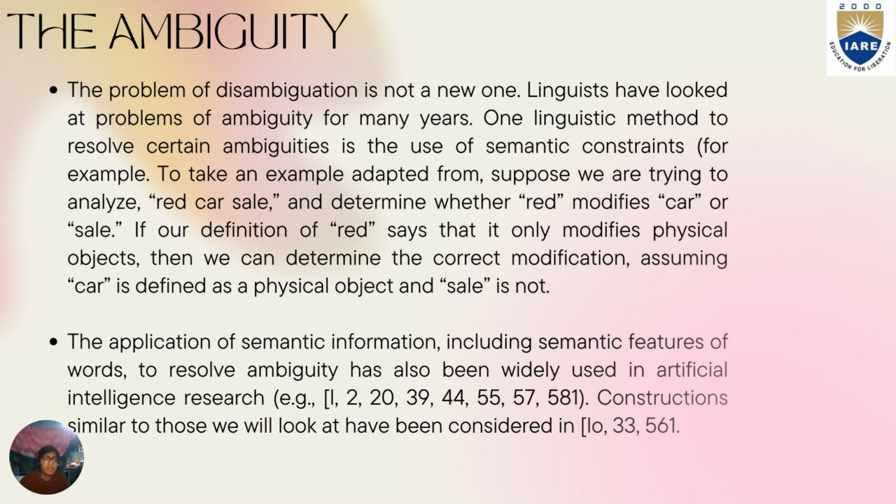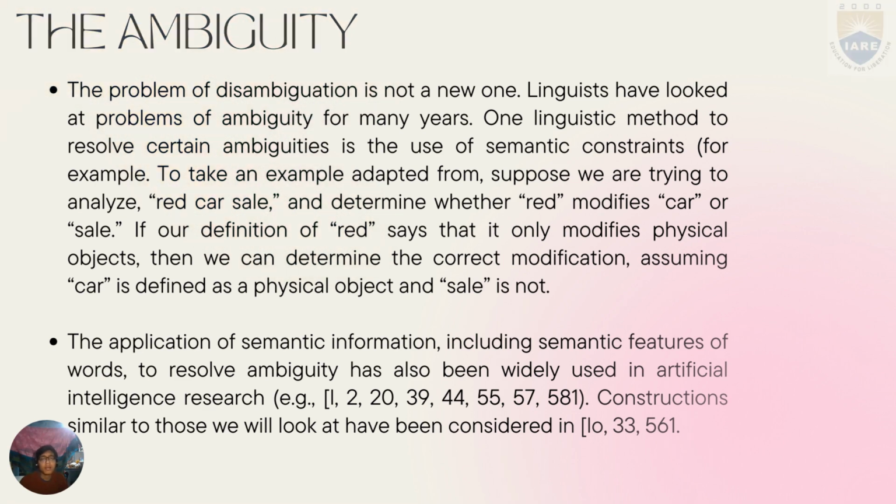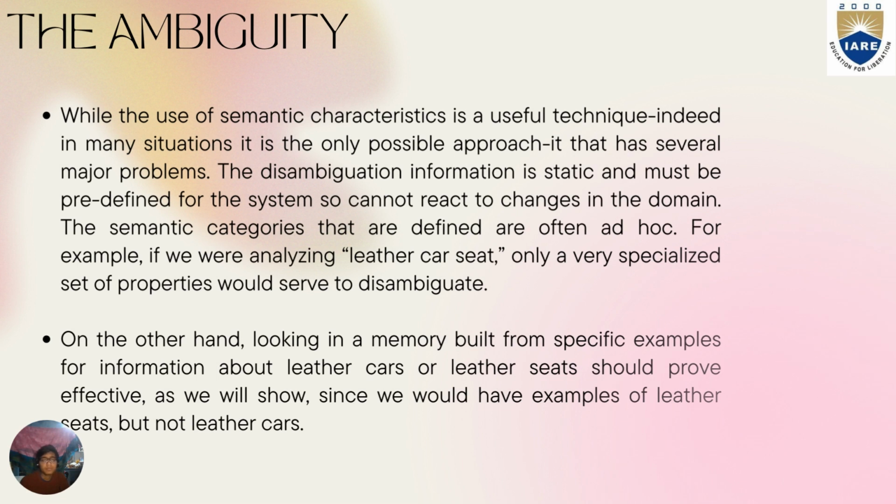The application of semantic information, including semantic features of words, to resolve ambiguity has also been widely used in artificial intelligence research. Constructions similar to those we will look at have been considered before. While the use of semantic characteristics is indeed a useful technique in many situations, it is not the only possible approach. It has several major problems.